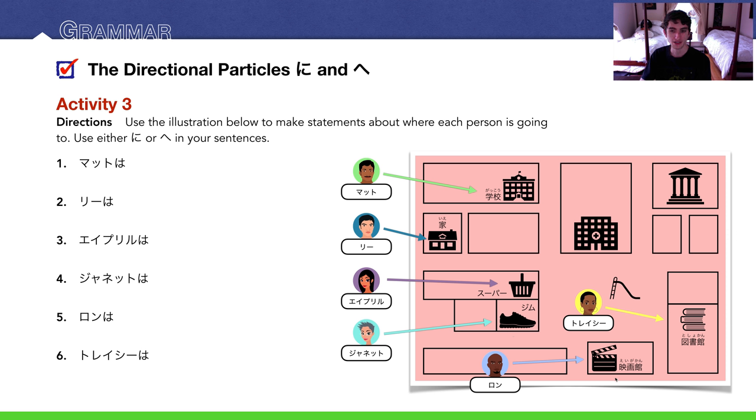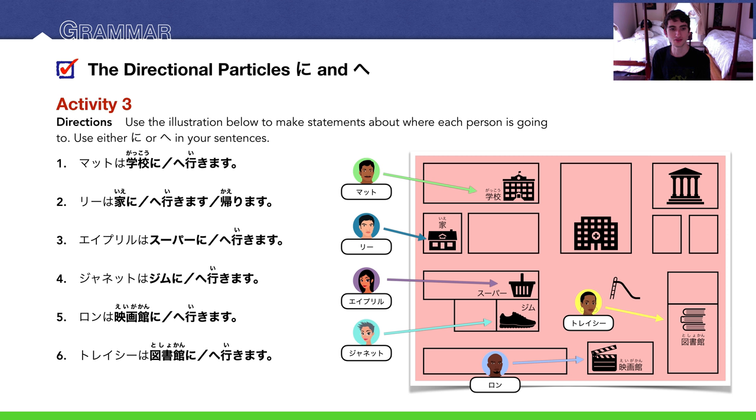ロンは映画館, the movie theater, right? 映画館に行きます。映画館へ行きます。 Number six, last but not least, Tracy wa 図書館に行きます。図書館へ行きます。 And there are the answers right there.